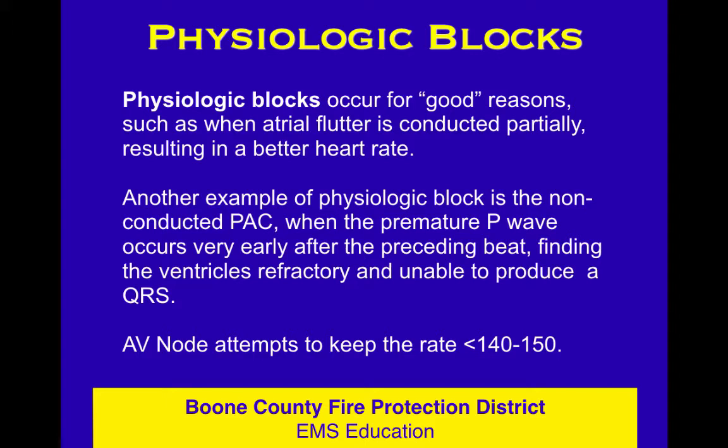Sometimes an extra beat shows up very early. A PAC comes along and the AV node is not ready. It says there's no reason for this, we don't need to do this, and it just stops that premature atrial complex and you get a non-conducted PAC. That's a physiologic AV block. It's a good thing. It's trying to keep the rhythm regular. It's trying to keep the rates under control. So the AV node really likes to keep the rate at less than that 140 or 150 threshold, and it does that by blocking impulses. So sometimes an AV block is good.